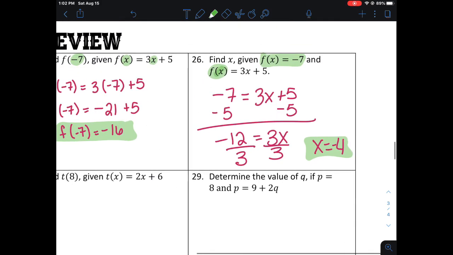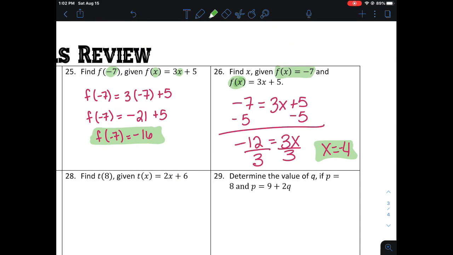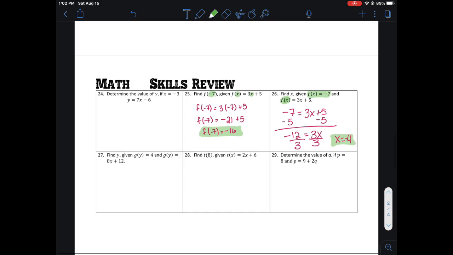All right. The only thing I really want everybody to know, walking away from this little review, is that these problems are totally different. 25 and 26 are different. They are not the same question, okay?